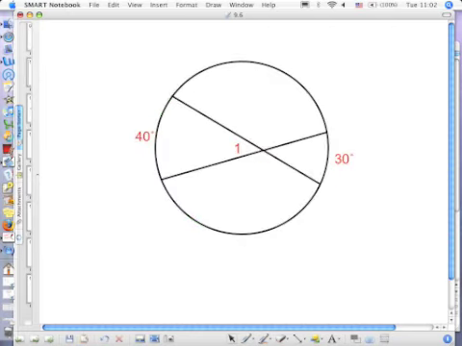Alright. Wait, Miss Allen, can you have two parallel arcs? No. No. Because arcs are curved. Okay.